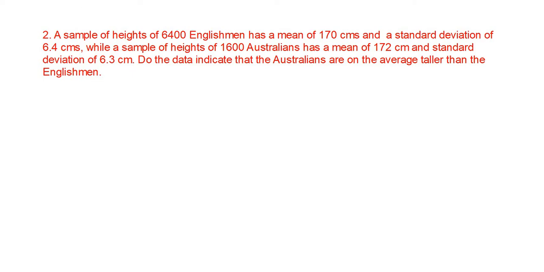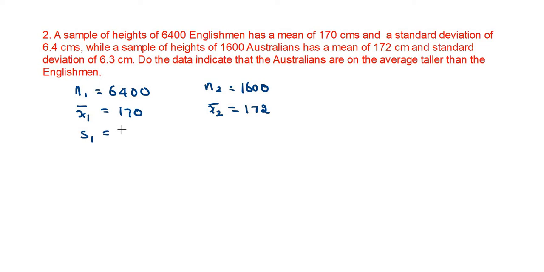So now we'll write the given data. First step, given data: N1 is equal to 6,400 and N2 is equal to 1,600. X1 bar 170 centimeters, X2 bar 172 centimeters, and S1, the standard deviation of the first sample, is 6.4 centimeters and S2 is 6.3. So now second step, write the null hypothesis and the alternative hypothesis.